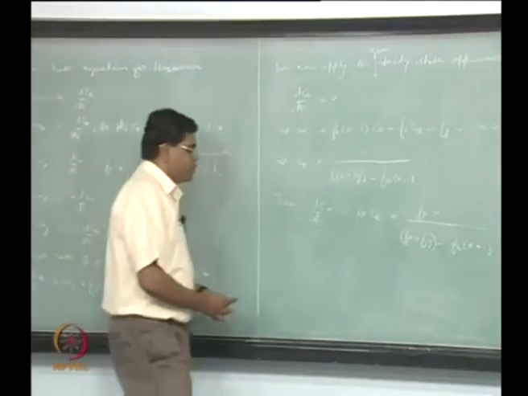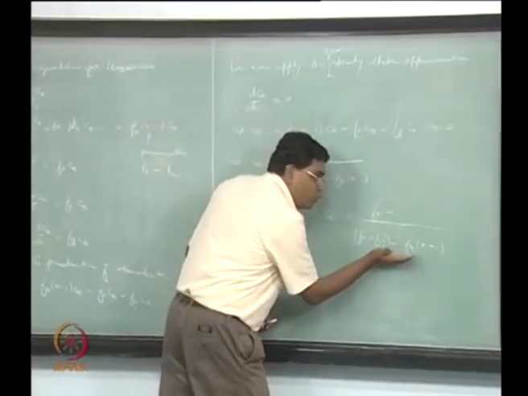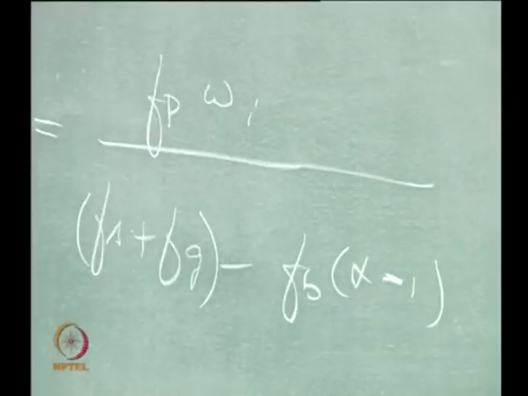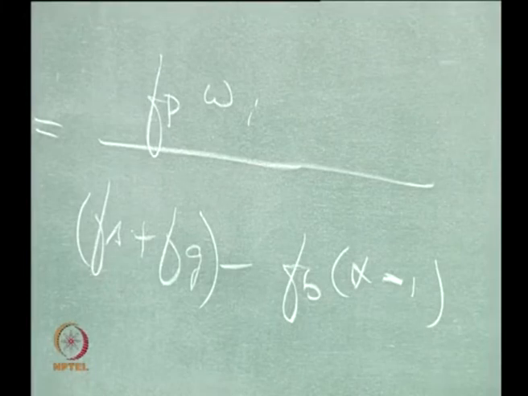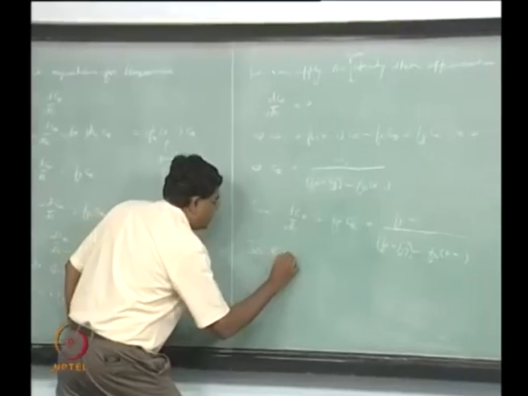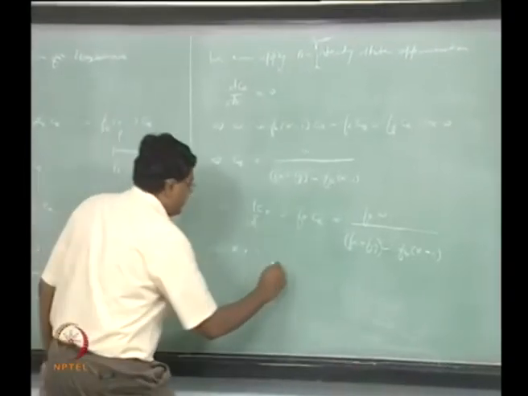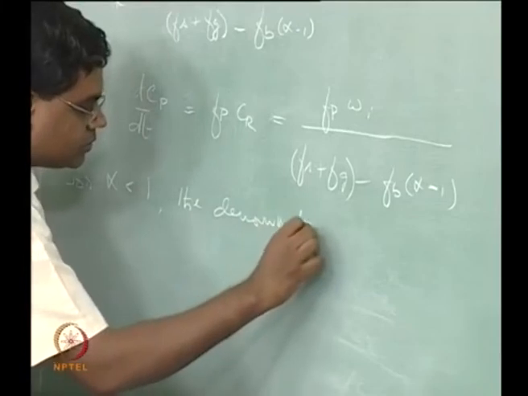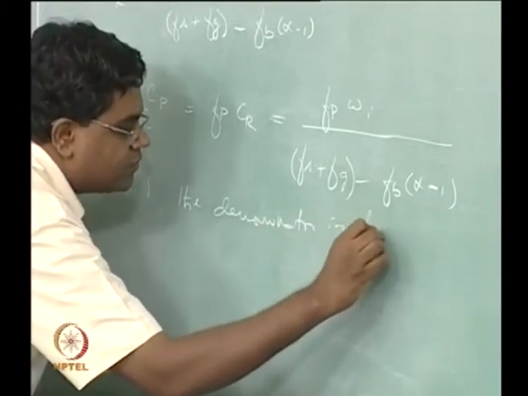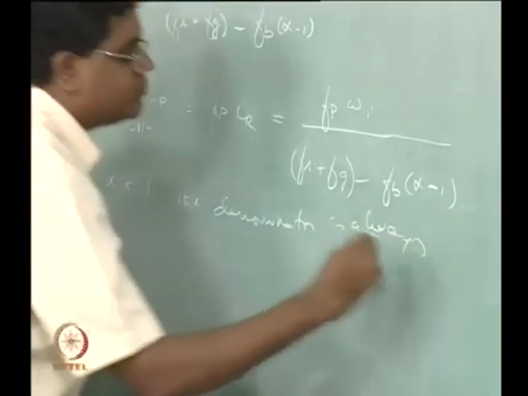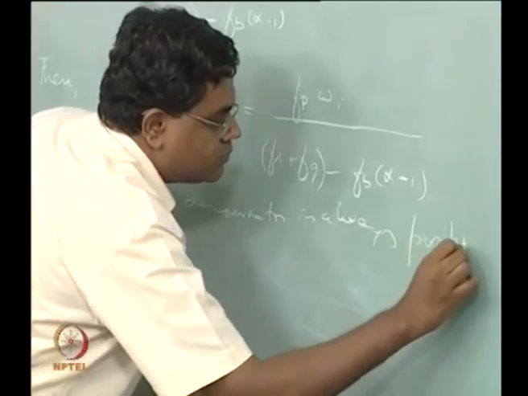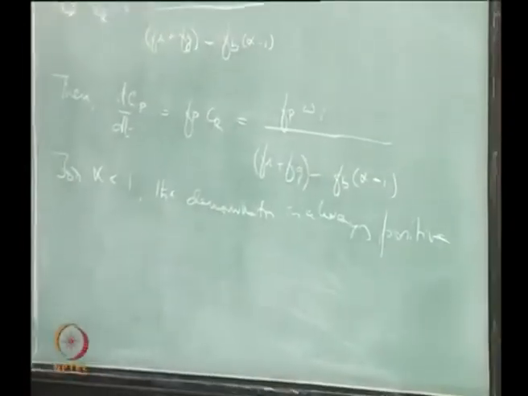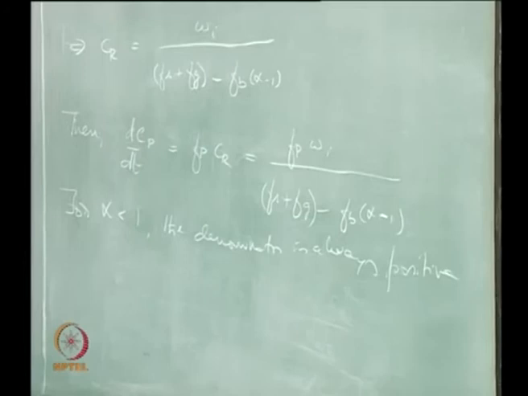Okay, so we have to start looking at when would this denominator ever become 0. Yeah, so for alpha less than 1, the denominator is always positive, right? And what is meant by alpha less than 1?